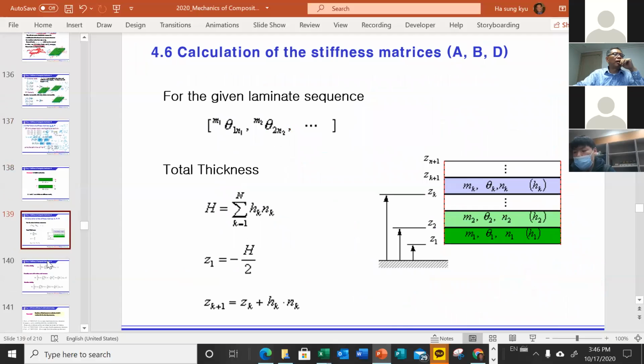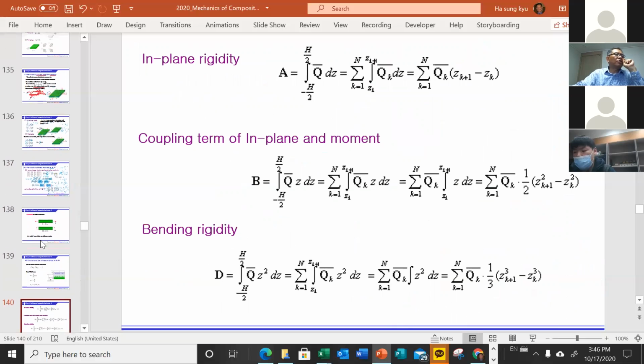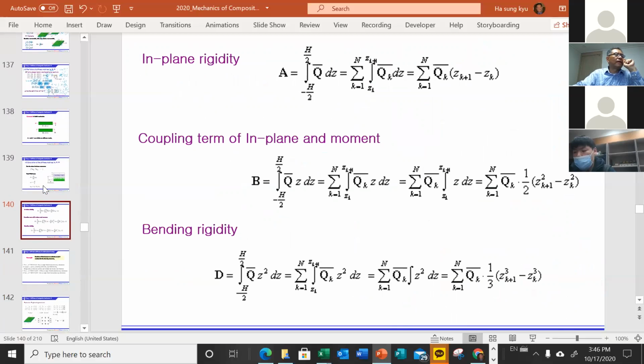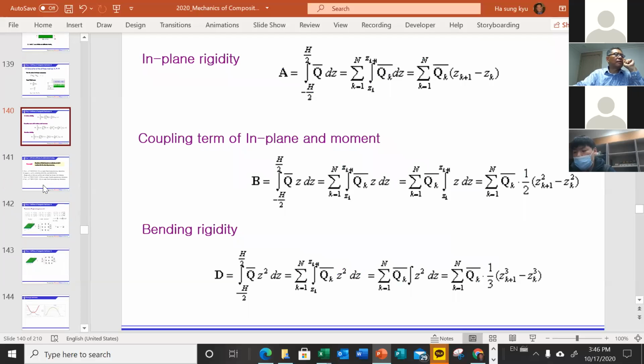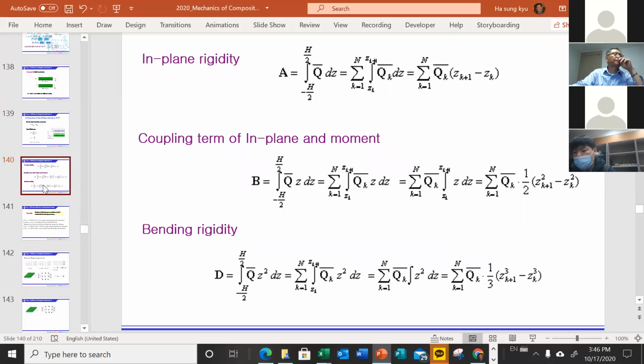Okay, now the main point is how to program this, and we calculate all the ABD matrix for a given laminate. That is the core part, as I mentioned, and an important point.